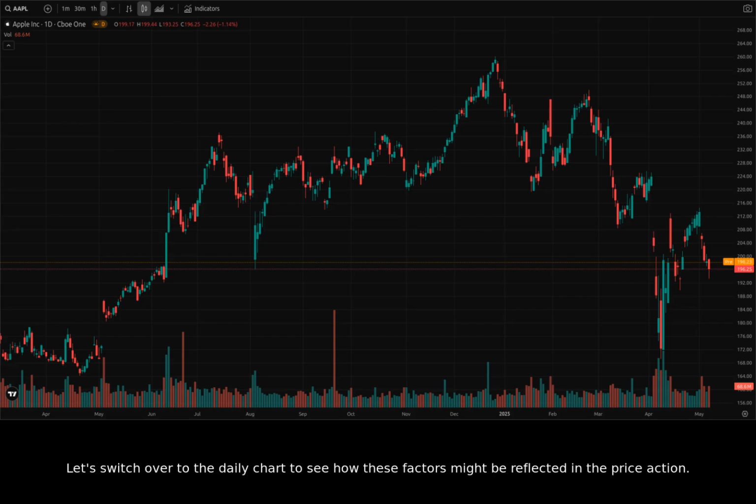Let's switch over to the daily chart to see how these factors might be reflected in the price action. On the daily chart, we see some volatility, especially around March 2025, where the price had a large drop. After this, the price recovered, going to a high point of $223 on April 2nd. After April 2nd, it dropped significantly, and we can see the current price struggling to stay above $200. The closing price today is $196.25.